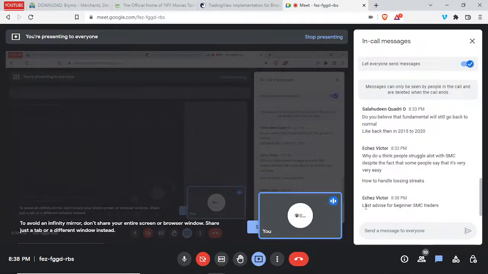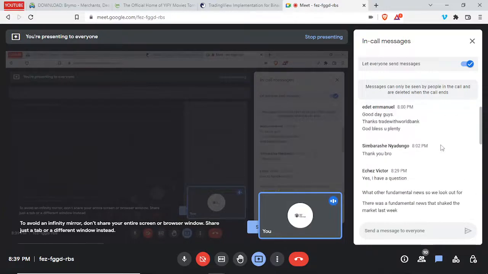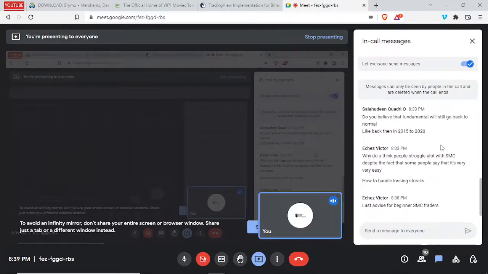So last advice for beginners is: don't rush, and don't be carried away by whatever you see online. You understand? Most people are just TradingView traders. Okay? Most people are just TradingView traders. That's what I'll say. Not even SMC traders now. Even retail traders still lose money. SMC traders will still lose money. Every trader loses money. So it's not about SMC now. It's about everybody in general.